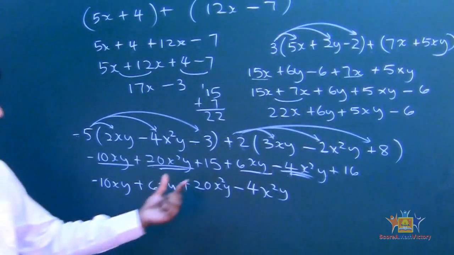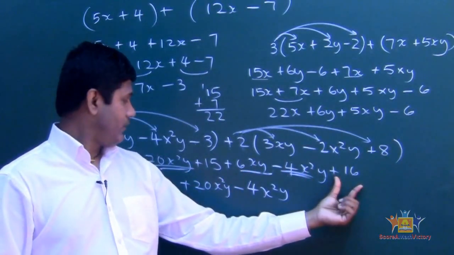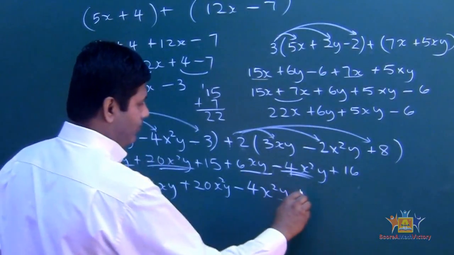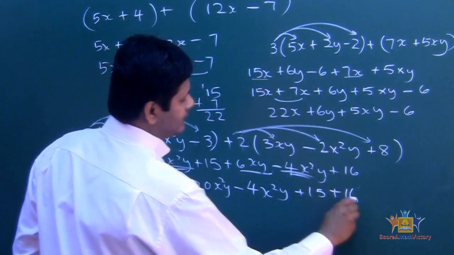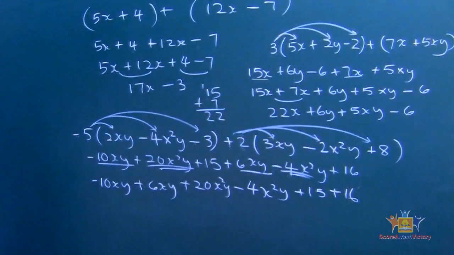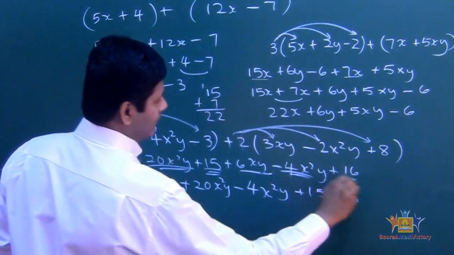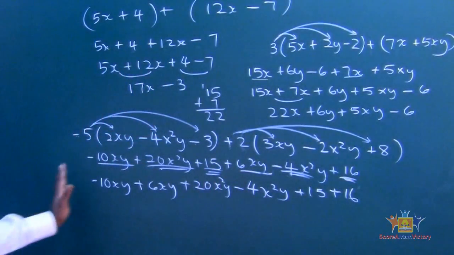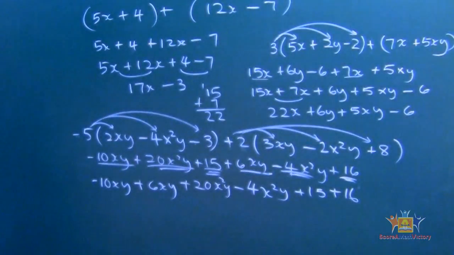Alright, so now the number 15 and 16, okay? So plus 15 plus 16. There we go, we're done. Alright, so that completed. Everything has been lined up. There's nothing else to group anymore.